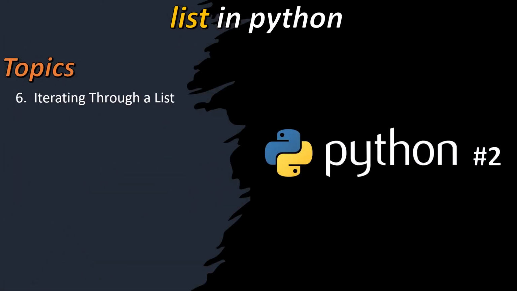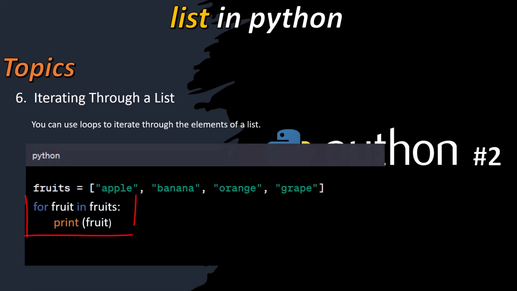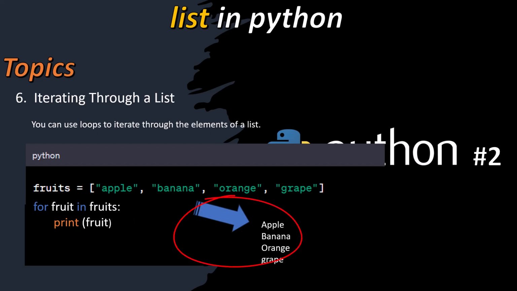Sixth topic, iterating through lists. You can use loops to iterate through the elements of a list. for fruit in fruits: print(fruit) gives apple, banana, orange, grape.